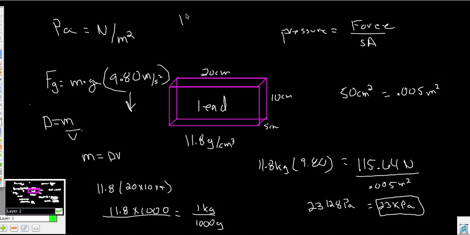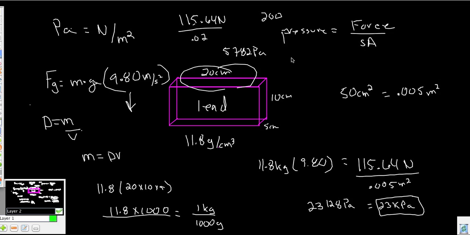Now you can see that if you were to use this side right here, then it would just be 115.64 newtons. That was our force right there, and we'd be dividing by instead of 0.005, we'd have 200 square centimeters. And we divide by 100 twice, so it would be 0.02. So 115.64 divided by 0.02 is going to give us 5,782 pascals. That's if we were to get hit with this side, which equals 5.8 kilopascals.